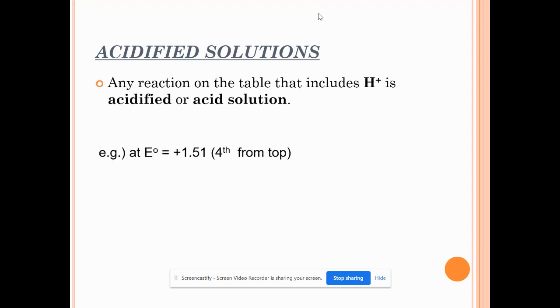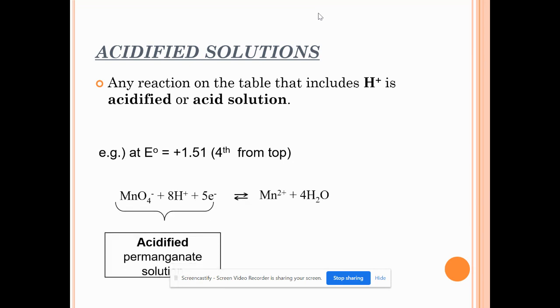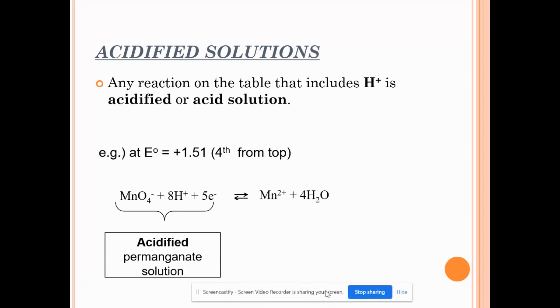All right, so acidified solution. So this is any reaction on that table that includes H plus is an acidified or acid solution. All right, so if we look at our acidified permanganate solution, so our electron potential right near the top, fourth from the top on your table, and we can see that it's H plus in the solution. All right, so that's our acidified permanganate solution. So just finding that.